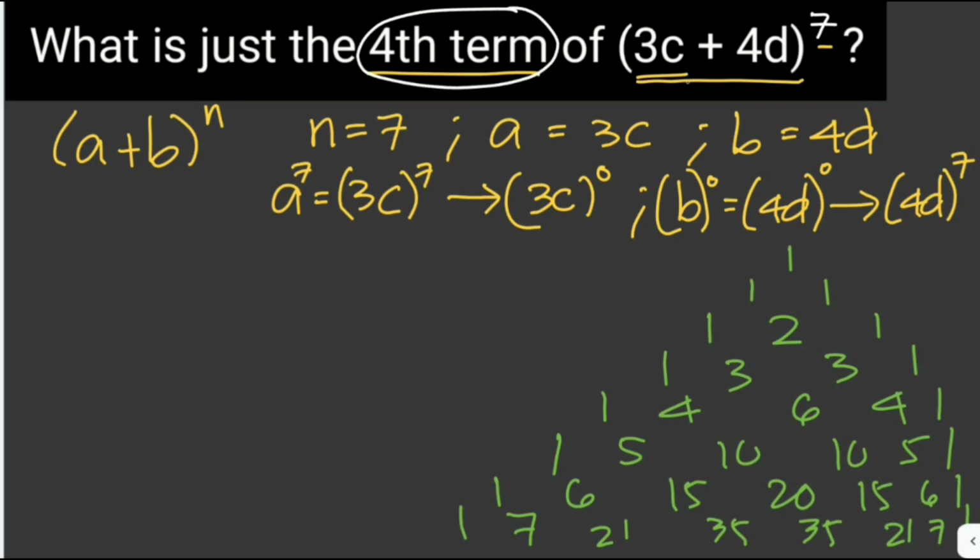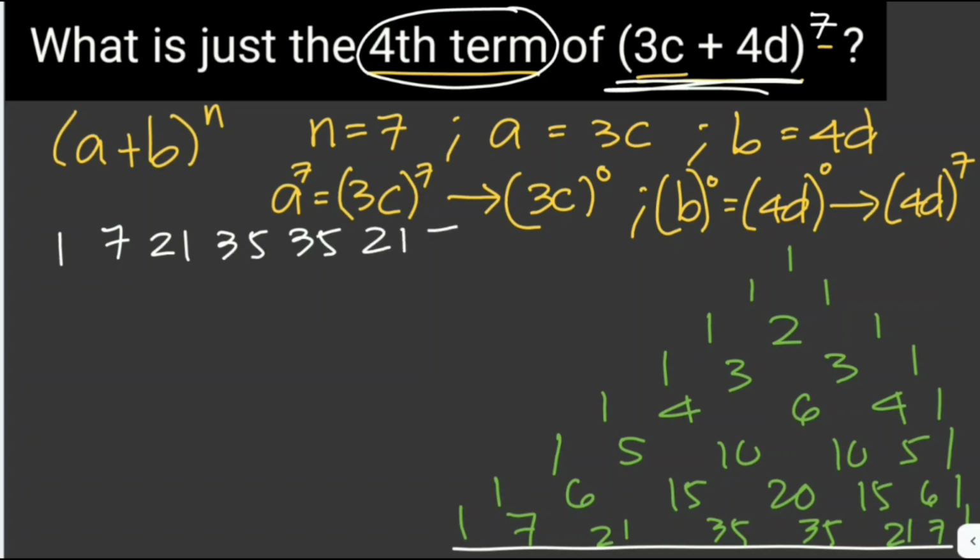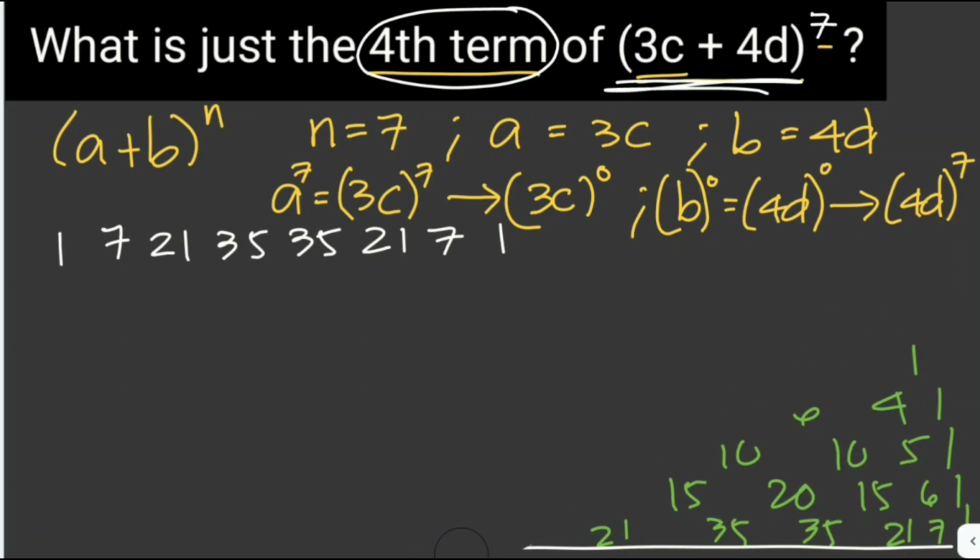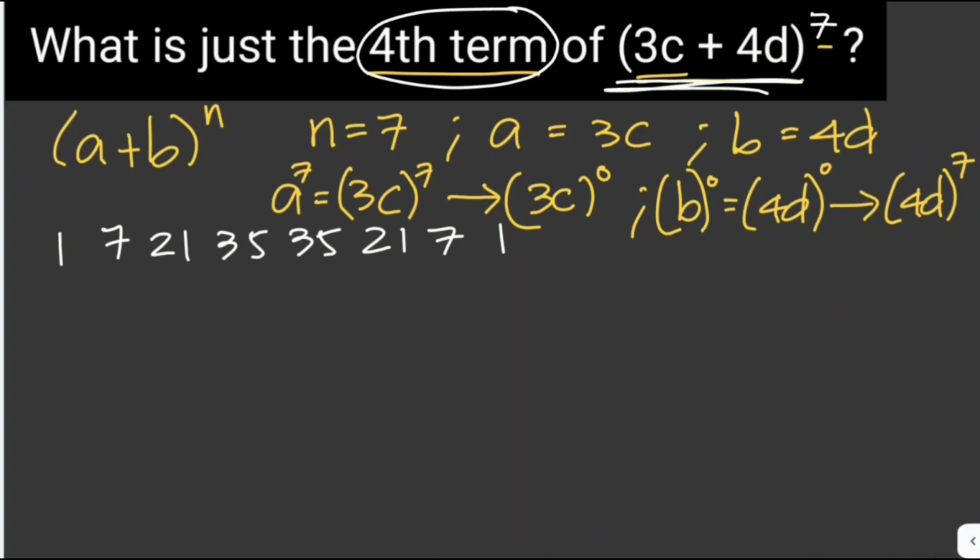We are asked for the fourth term of the expansion of 3c plus 4d to the 7th. And these are the coefficients of the binomial expression. That would be 1, 7, 21, 35, 35, 21, 7, and 1. Okay, so we only need the fourth term, so we would stop up to here, the fourth coefficient. So now let's write the binomial expansion of 3c plus 4d to the 7th.